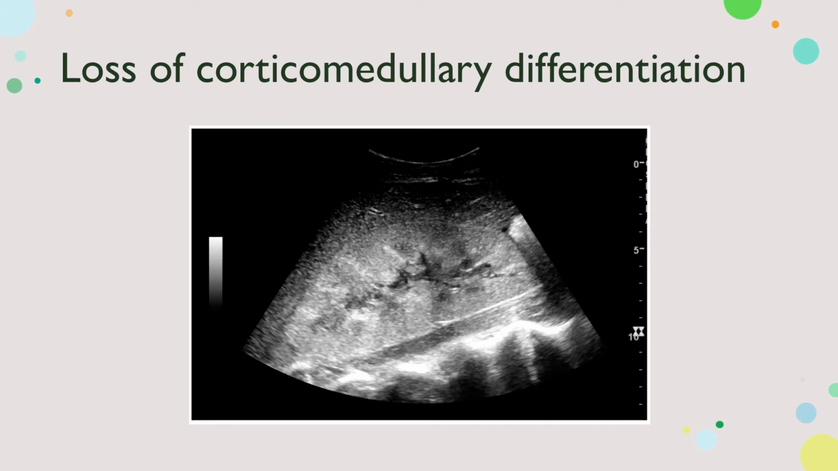Something else we need to worry about is corticomedullary differentiation loss. So here, you can't really make out very well the difference between the pyramids and the columns, the medulla and the cortex. Something that we often see with loss of differentiation is loss of that sinus fat. You can make out where the collecting system is, but where did the fat go?